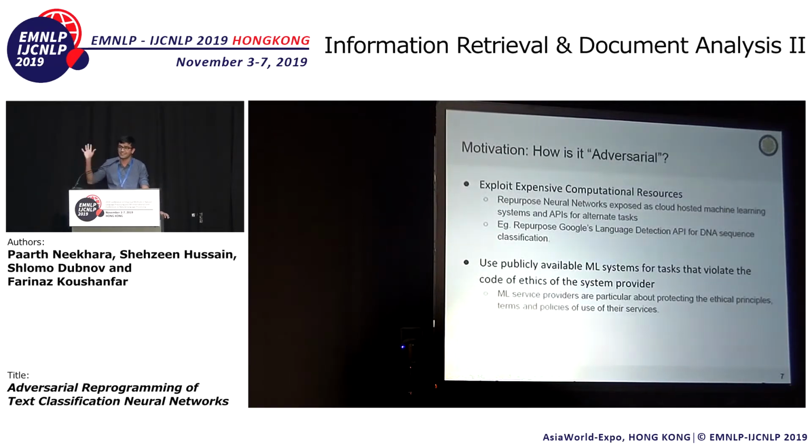Now the question is: how is this adversarial, or how is this even an attack? We are just repurposing a network for an alternate task. But if we can repurpose a network without changing anything in it, it potentially means that we can repurpose a publicly exposed machine learning API for an alternate task. For example, if there's a Google language detection API, we can potentially repurpose it for something like DNA sequence classification. Or we can repurpose it for tasks which may violate the code of ethics of the system provider, and that's something which is not desirable.